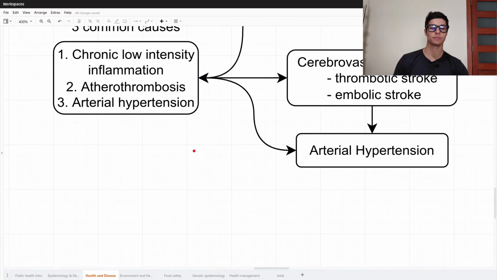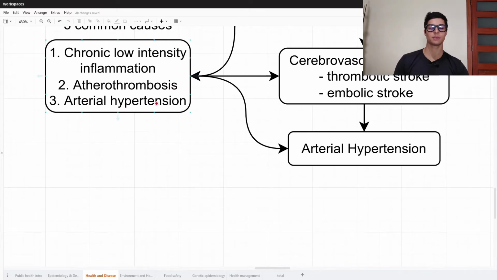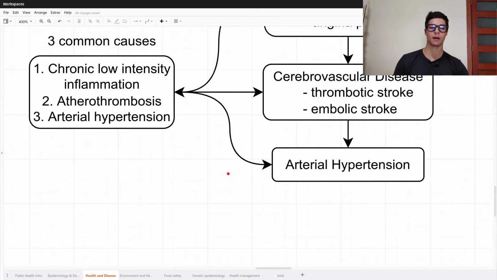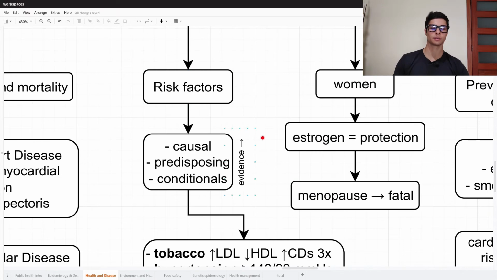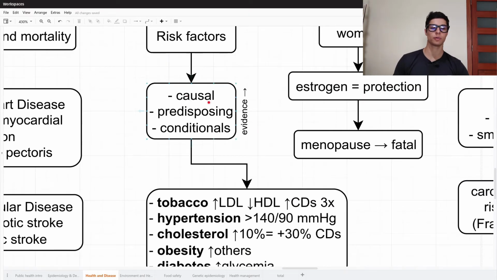As you can see, this is here and here as well, because it can be a cause, a factor and a disease as well. It is uncertain. Risk factors. Risk factors can be causal, predisposing or conditionals. If you remember from previous videos, we talked about these types of risk factors.